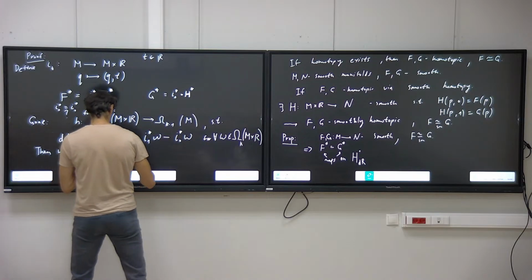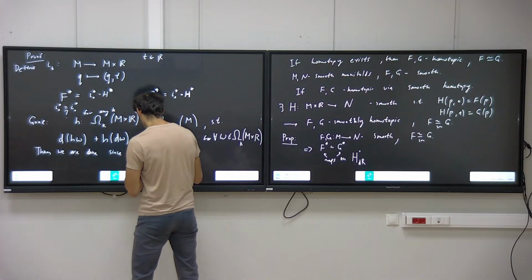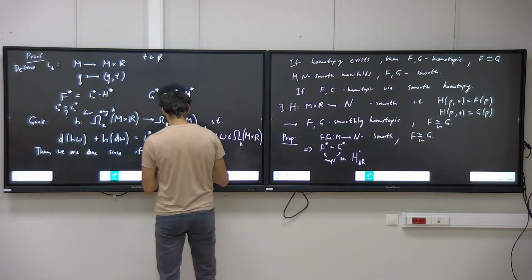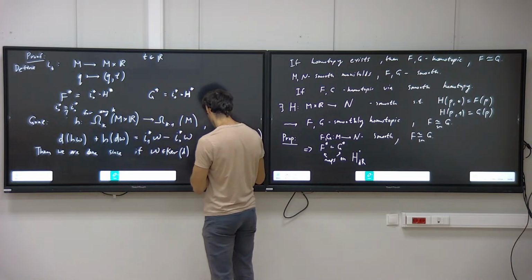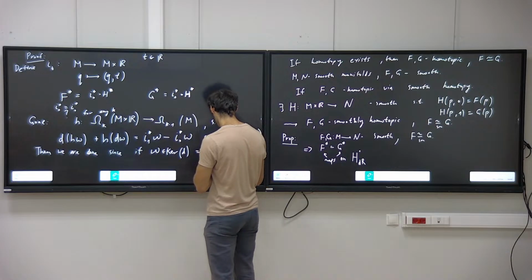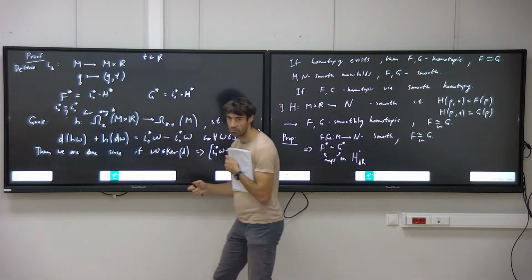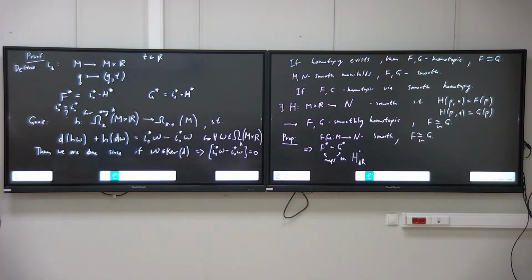Since if omega is inside the kernel of d, then the class of I1 star omega minus I0 star omega is 0, because what is left is a boundary. Okay? Alright, so how to construct such a map?